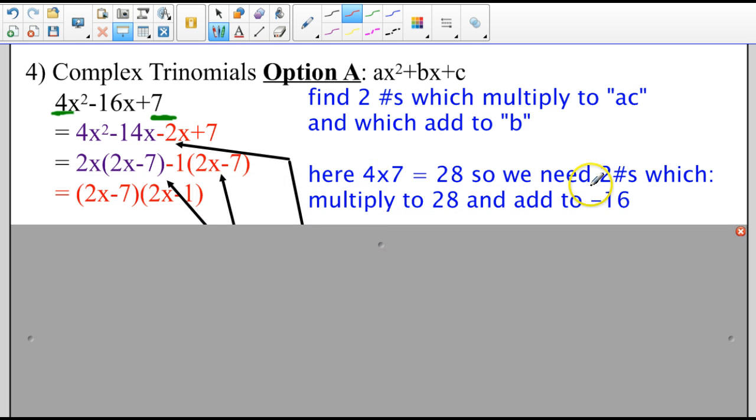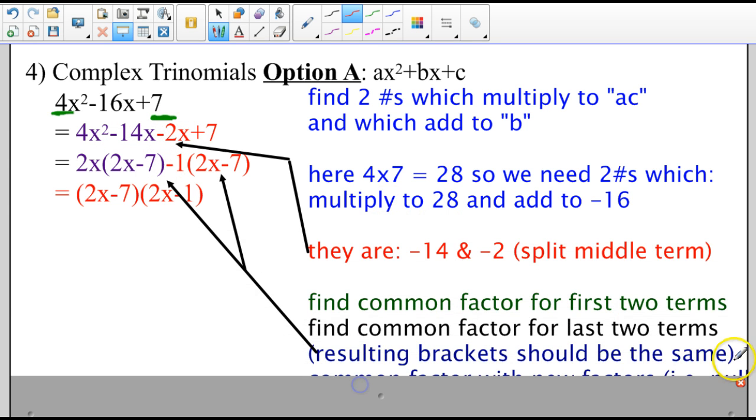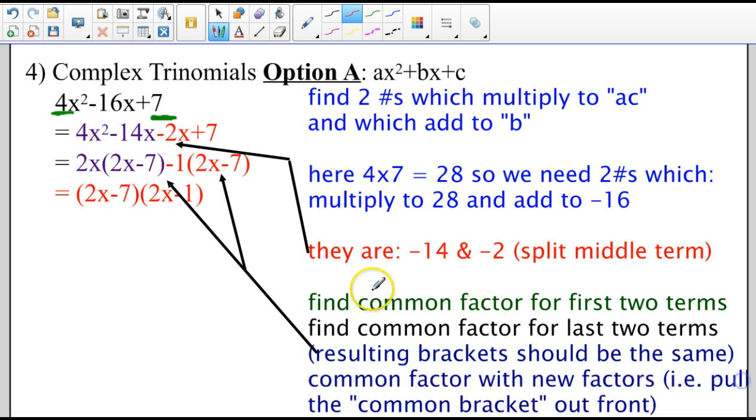Okay, so that's what it says here. Of course, those two numbers are negative 14 and negative 2. And so we split the middle term. Then, as the instructions tell us, we look to find a common factor between the first two terms and between the second two terms.